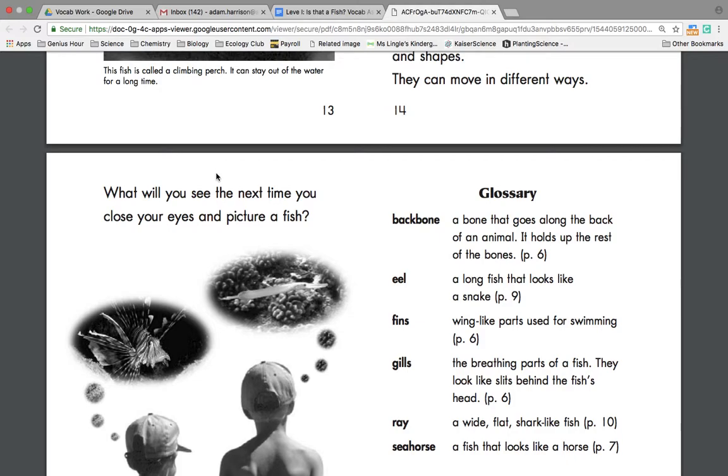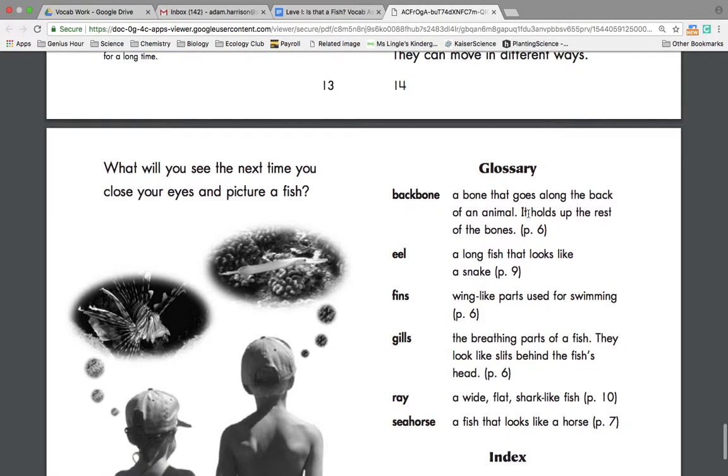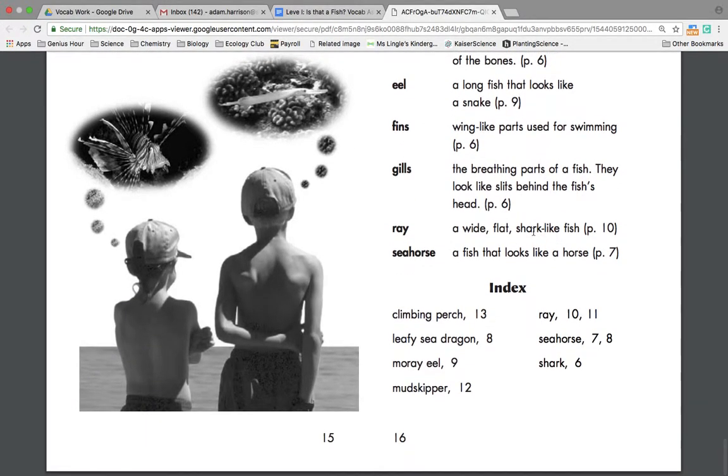What will you see the next time you close your eyes and picture a fish? Maybe you want to close your eyes and think about all the different fish. So here's that glossary. It's that mini dictionary found in the back of the book. It gives you the word that's highlighted, it's bolded, I should say, in black, and it gives you the page number. And the index, the different kinds of animals that we saw, and the pages you can find them.